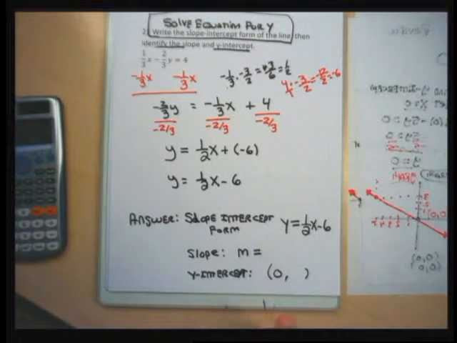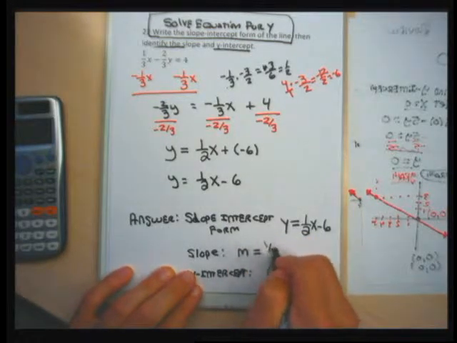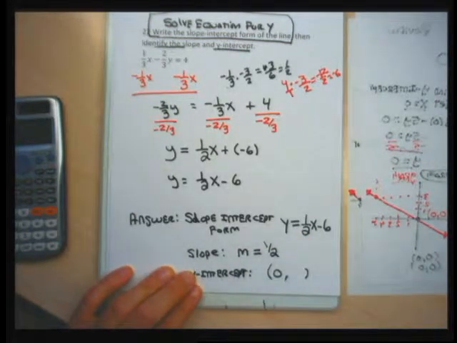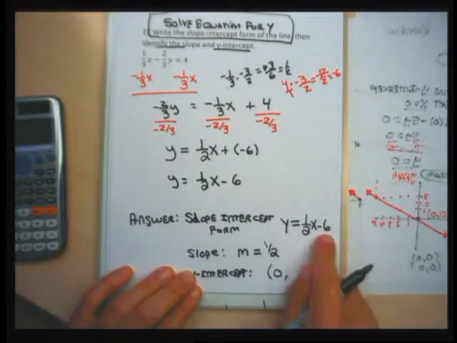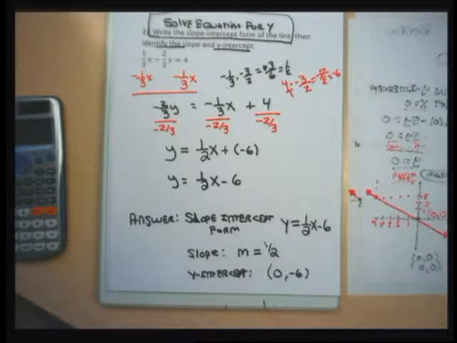I'm going to identify the slope. The slope is the number in front of the x when the equation is solved for y, so the slope is 1/2. And I'm going to identify the y-intercept. The non-zero part of the y-intercept is the number after the x. In this case, it's the minus 6. So that's everything for number 2.